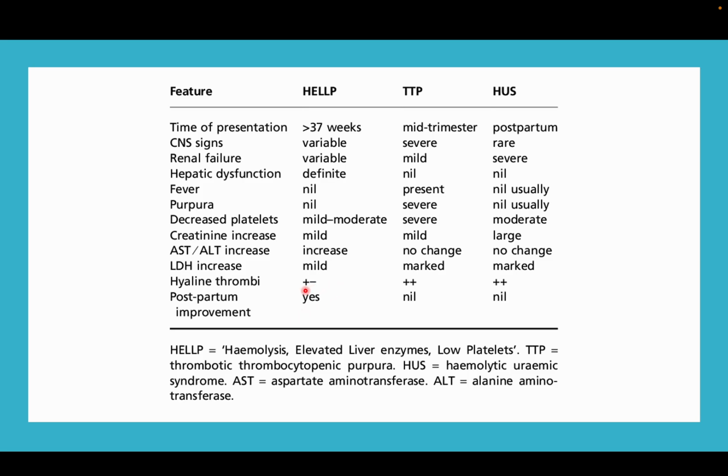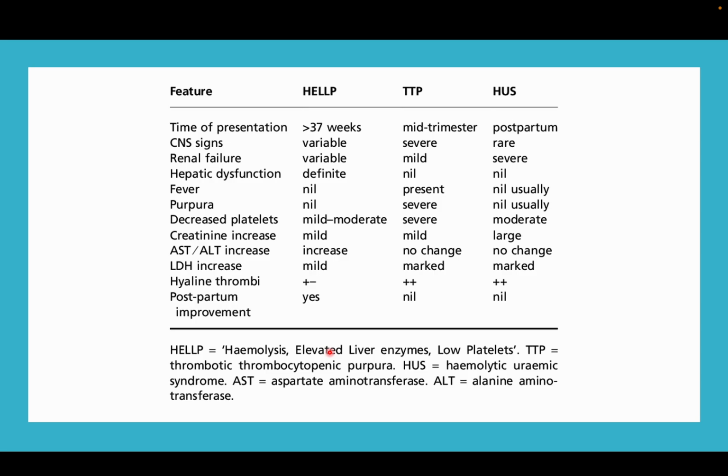Generally HELLP syndrome resolves with postpartum. In HELLP syndrome, significantly elevated liver enzymes are there, without major CNS manifestations, renal failure, or fever. Generally it improves postpartum. In the case of TTP, there is significant thrombocytopenia and significant neurological manifestation, and that is one more important point. In HUS there is significant renal failure, no neurological manifestation, only moderate thrombocytopenia, and no liver enzyme elevation.